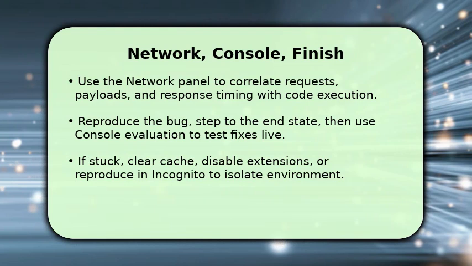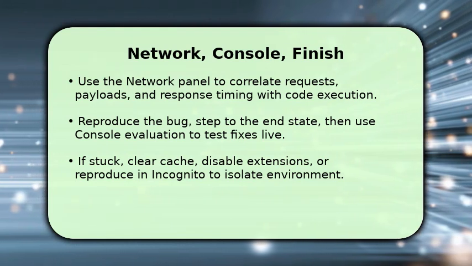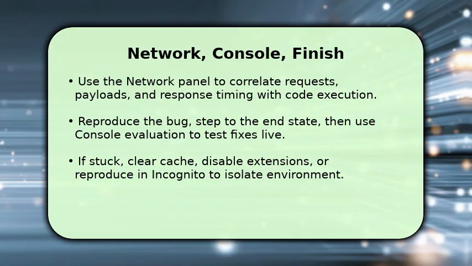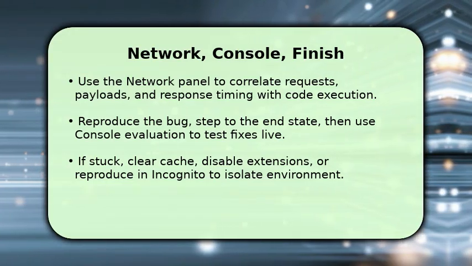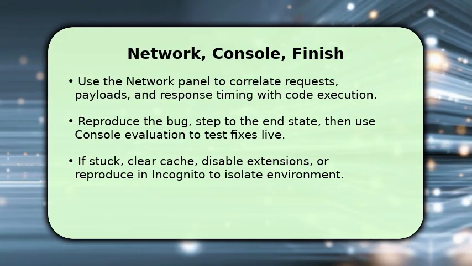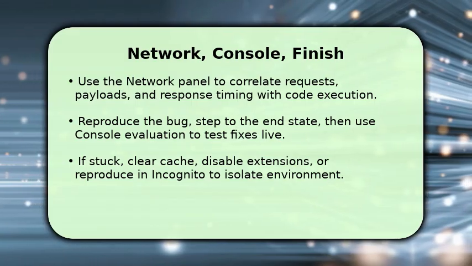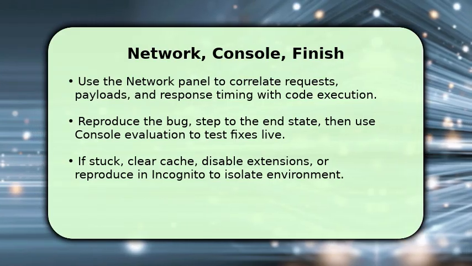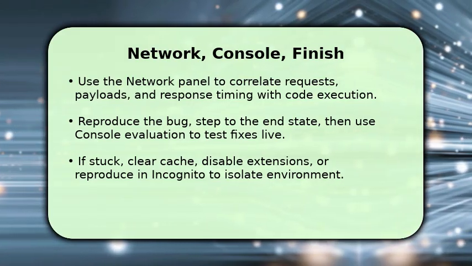To finish, correlate your code flow with network activity in the network panel so you know whether async calls or payloads cause the issue. Reproduce the bug while stepping to the end state, then eval fixes directly in the console to verify behavior before editing source. Once done, save changes to your workspace or copy patches to your editor.